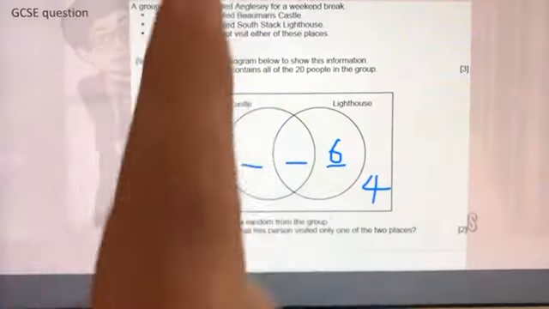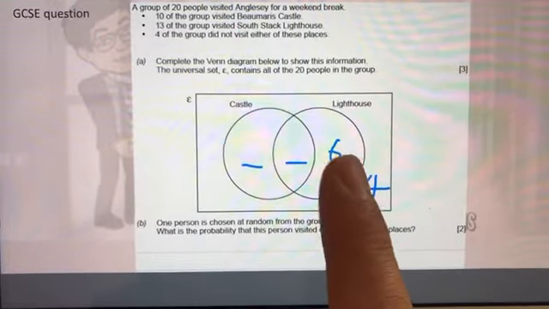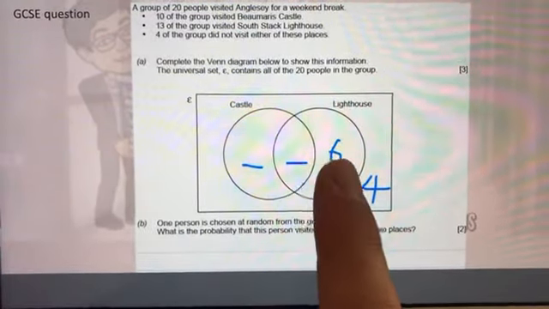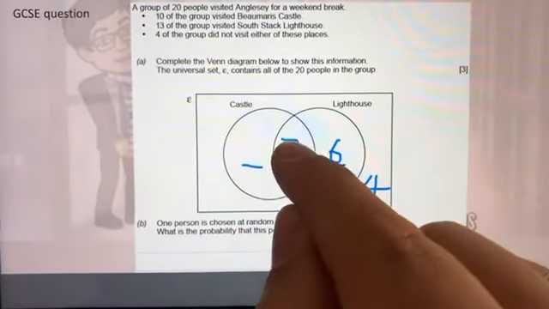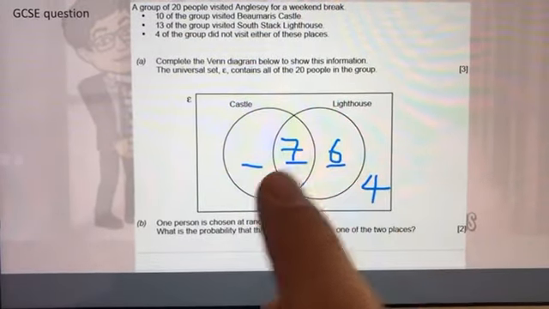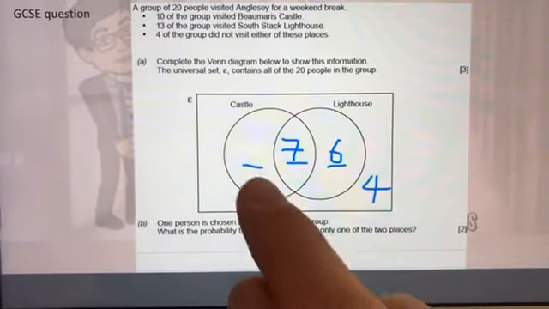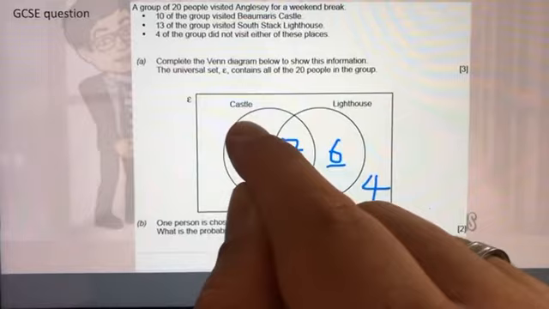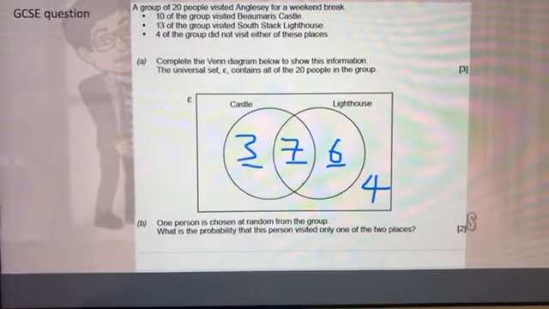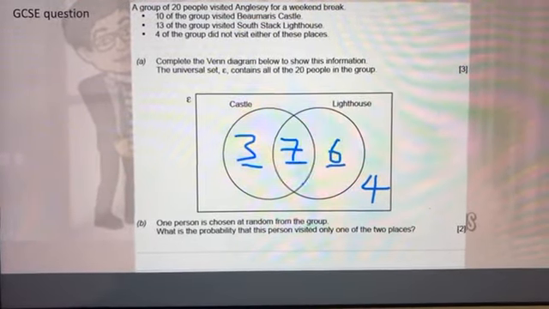Now, if I come back to these 2, that's 6. Lighthouse was 13 people, so this plus this must add to 13. So that bit there's got to be 7. And then I've got a 4, a 6, and a 7. 4 plus 6 plus 7 is 17. The total is 20 people altogether, so that has to be 3. It's a little bit of backwards thinking, but you've got to try and work through them like that.